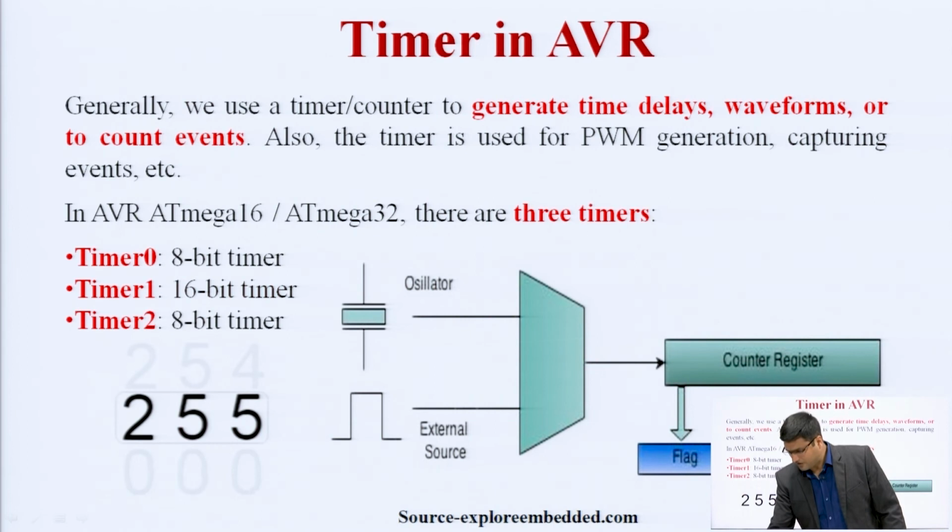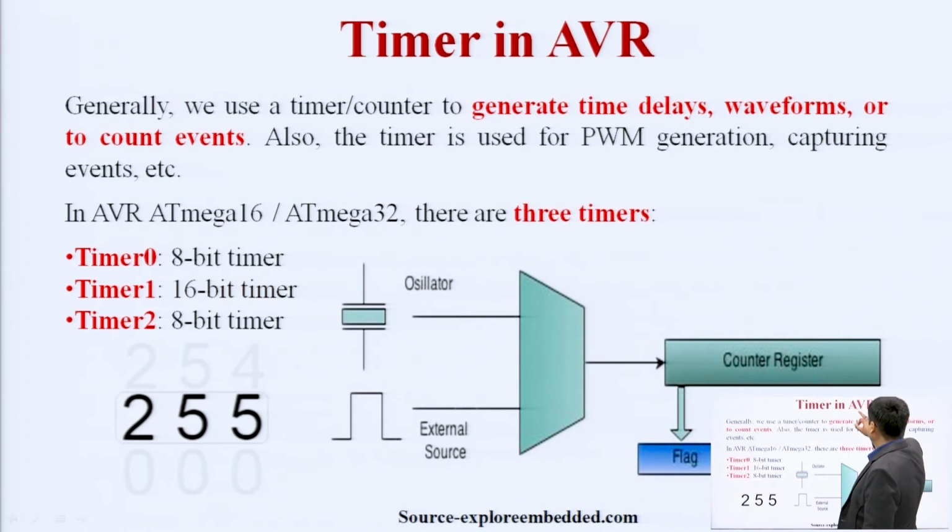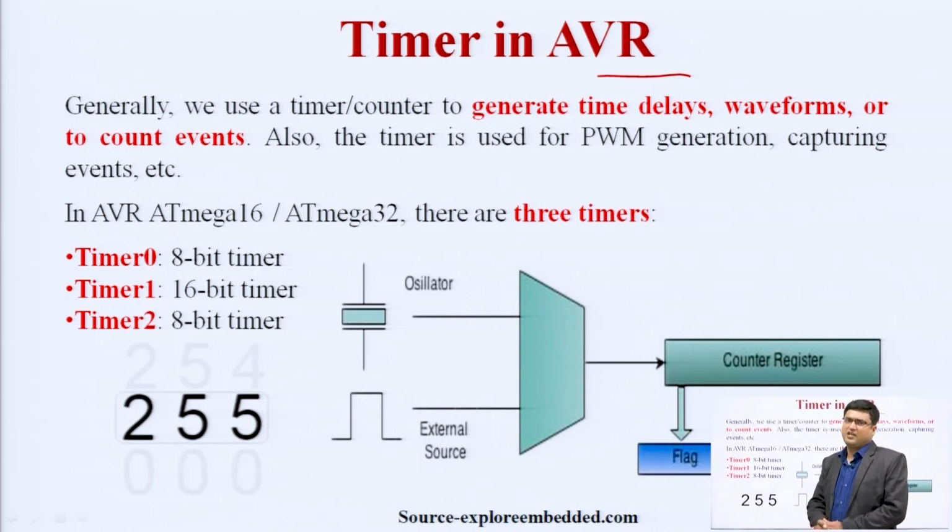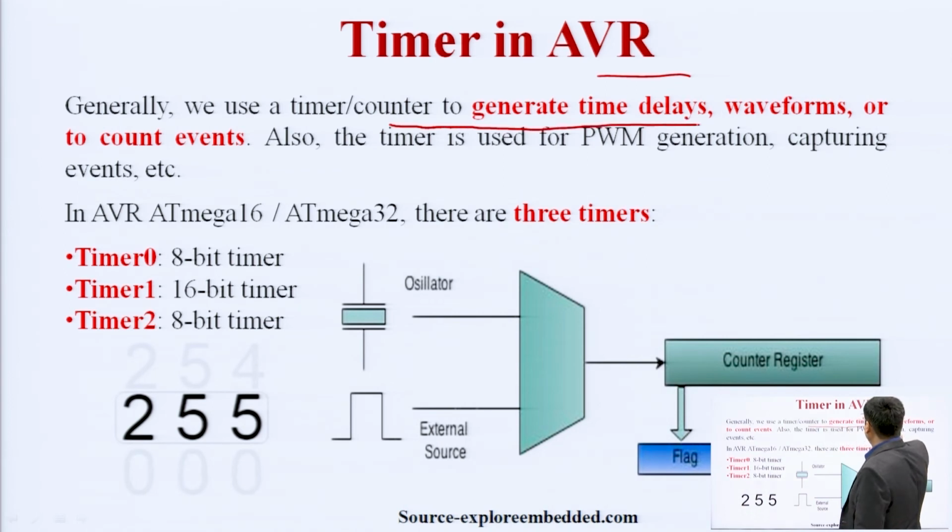So this is the timer in an AVR. What is the meaning of the timer? Basically, timers are used for counting events in a particular microcontroller. So basically, we use a timer or counter to generate time delays.